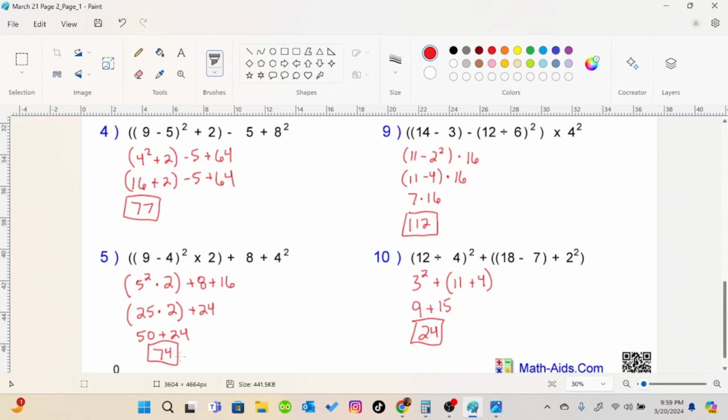You do parentheses and exponents together, left to right, multiplication and division together, left to right, and addition and subtraction together, left to right.